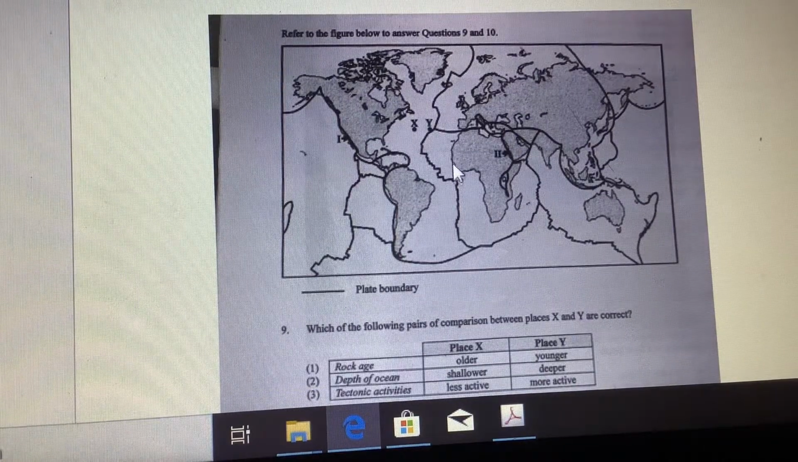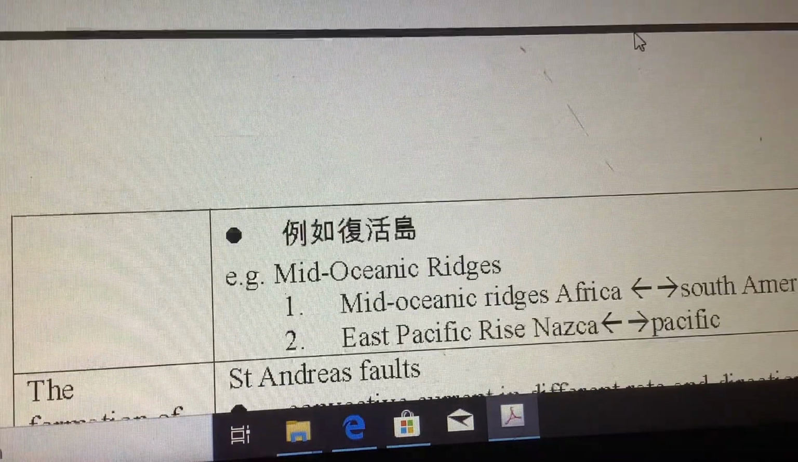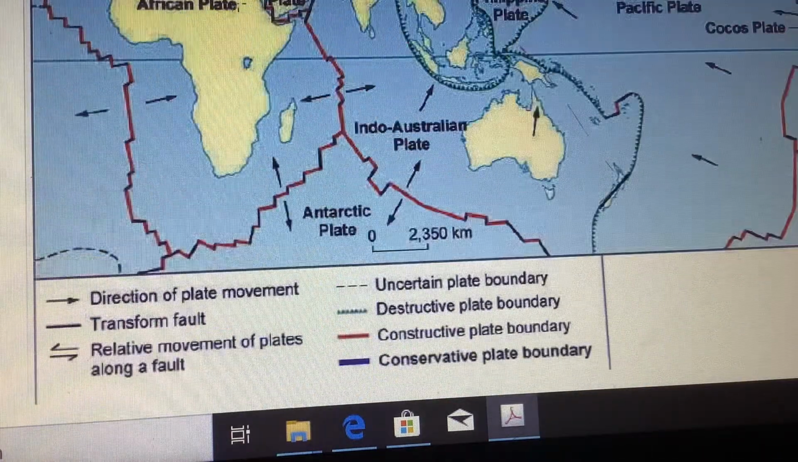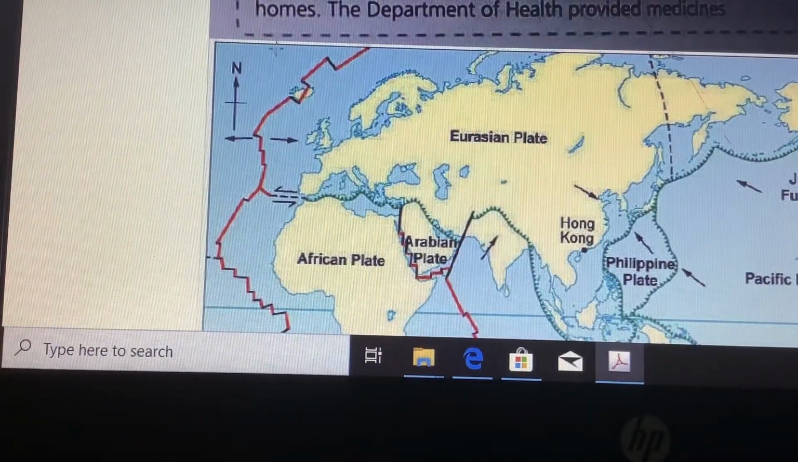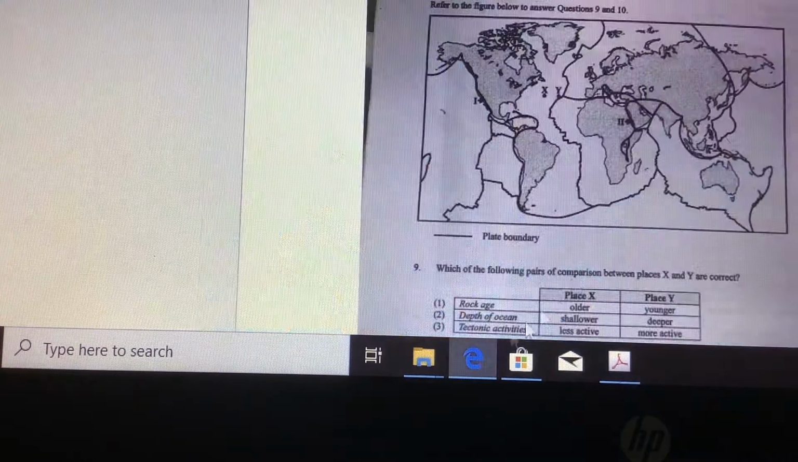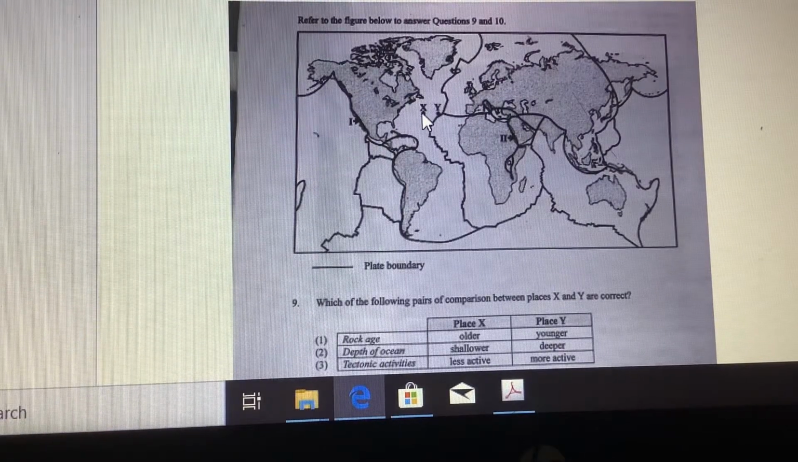This one, bear in mind, as I have showed you in the summary. Okay, page 9 right here. You can see this one is a constructive plate boundary, a divergent boundary. They are two plates moving apart.